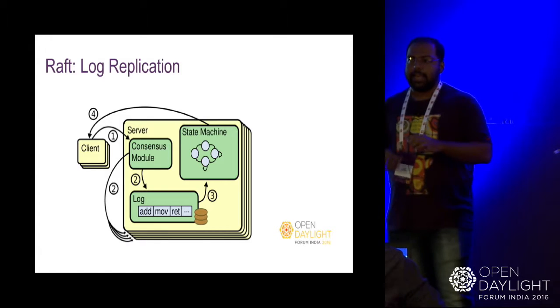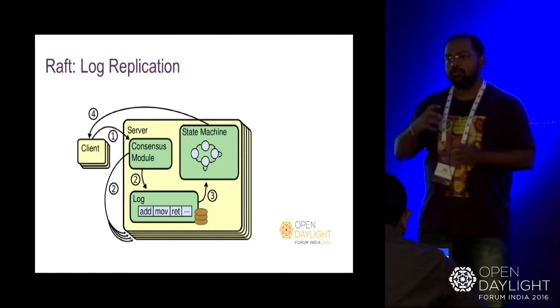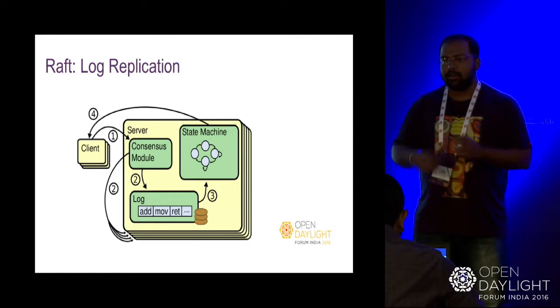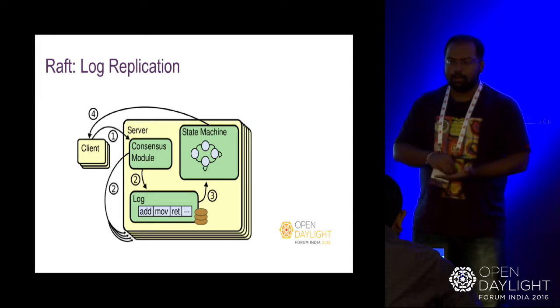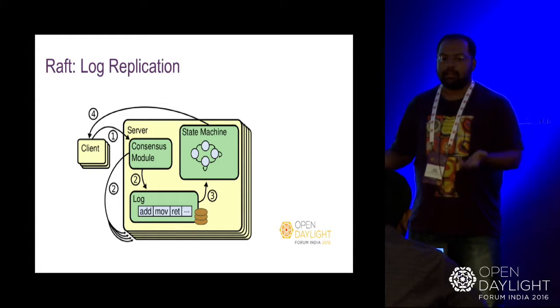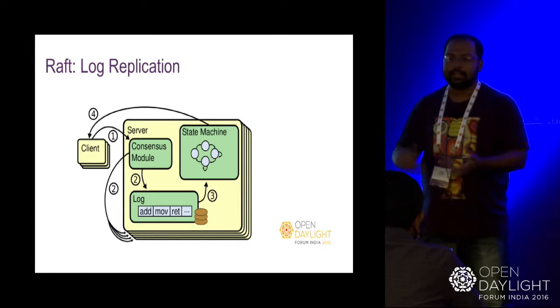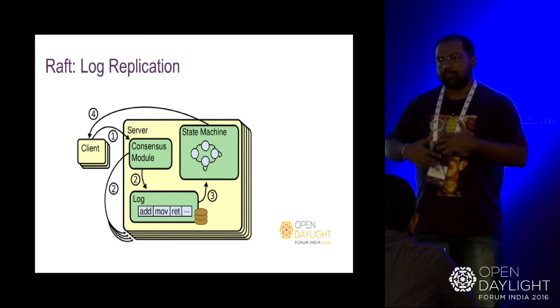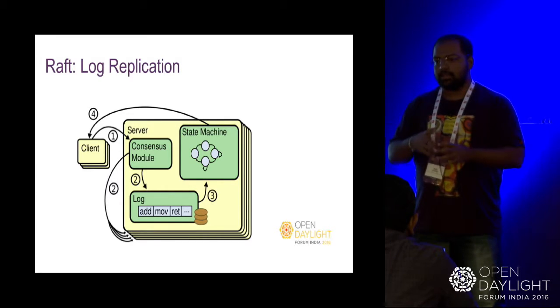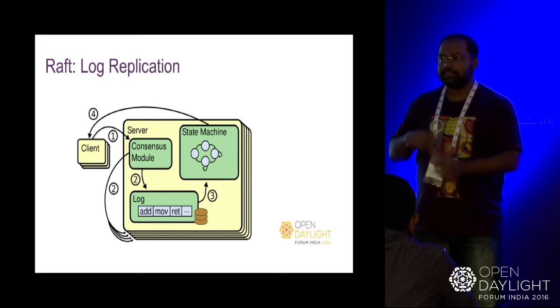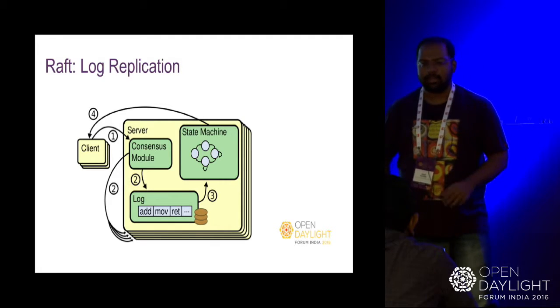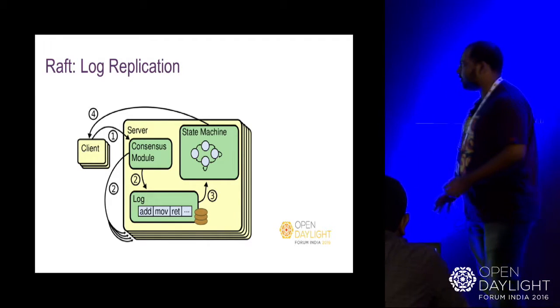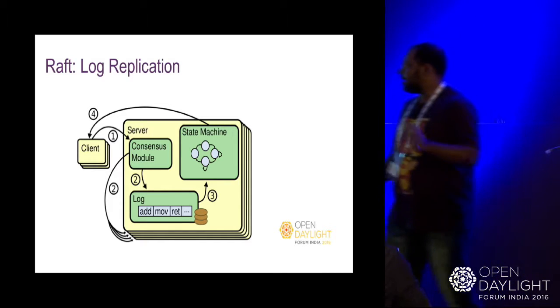So any operations that is going to modify the data tree, what it does is it puts it into a log, okay, and it asks other nodes to basically replicate that entry. Once that entry is replicated to the majority, it is committed to the log and then it is applied to the state machine. Okay. Now, I mean, it is a lot of stuff to digest at once.